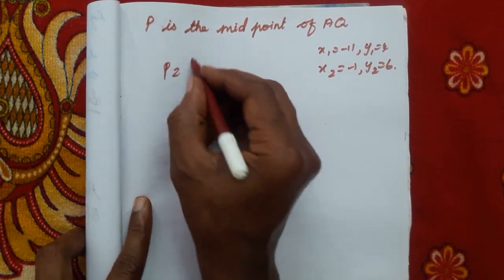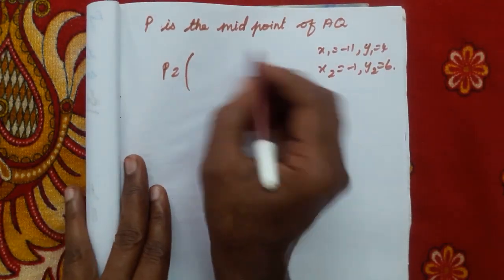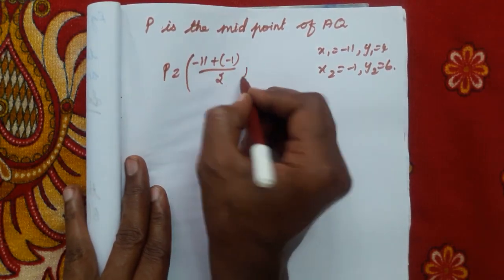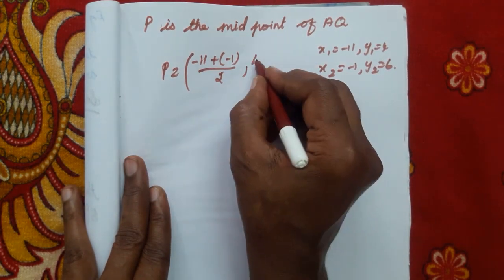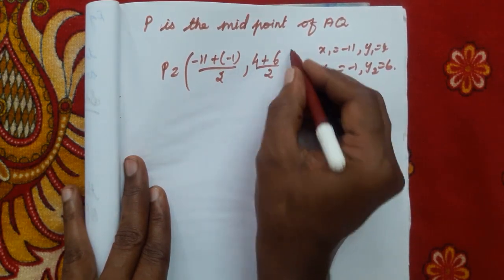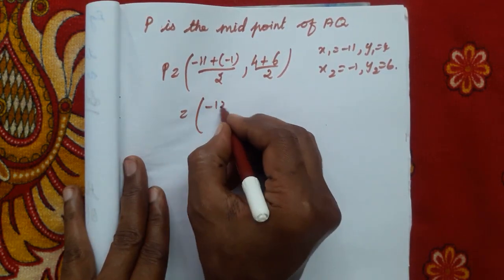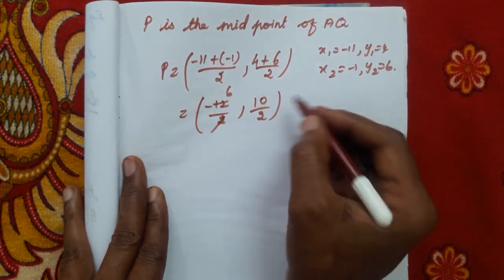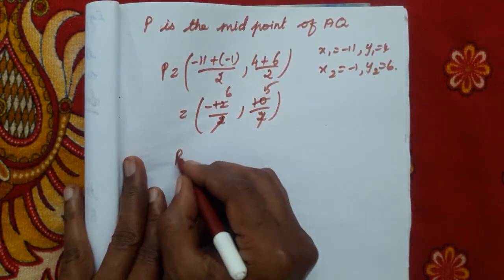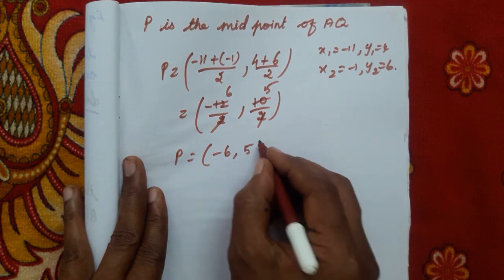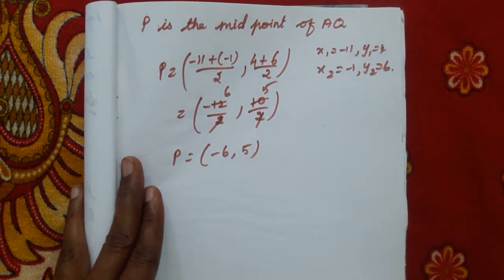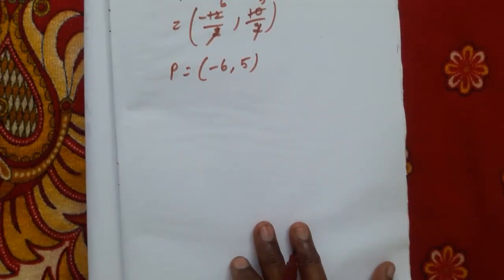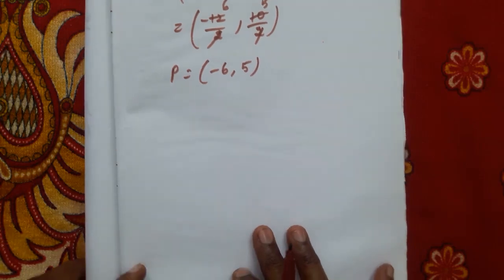So P is equal to minus 11 plus minus 1 by 2 comma 4 plus 6 by 2, which is equal to minus 12 by 2 comma 10 by 2. So P is equal to minus 6 comma 5. Next we have to find out the point R. R is the midpoint of QB.